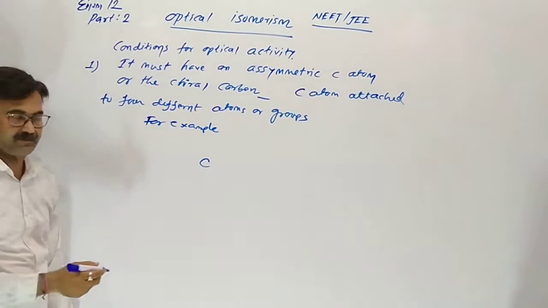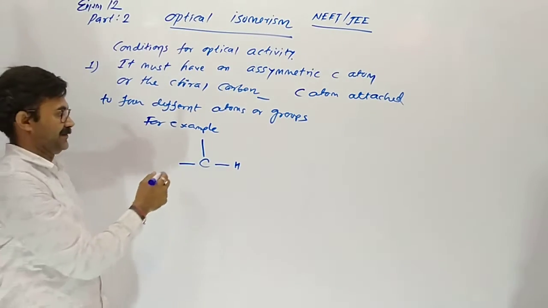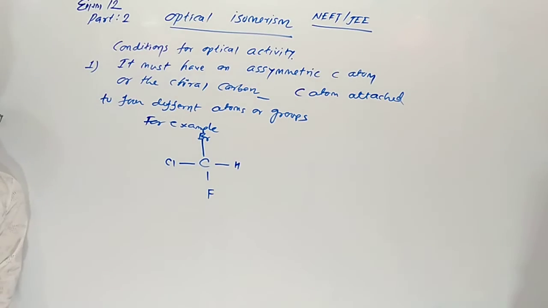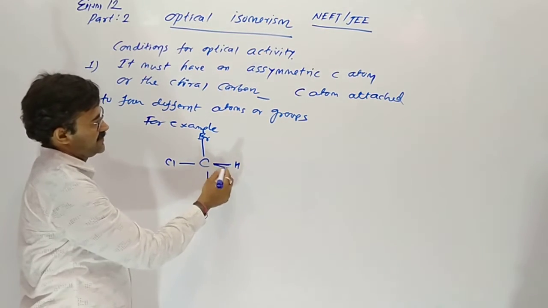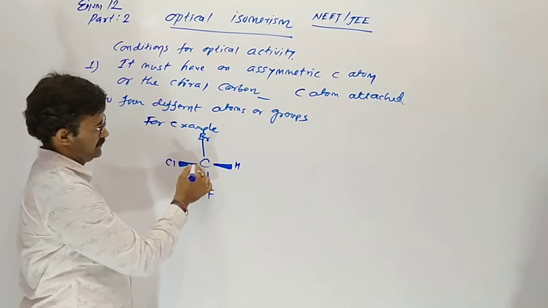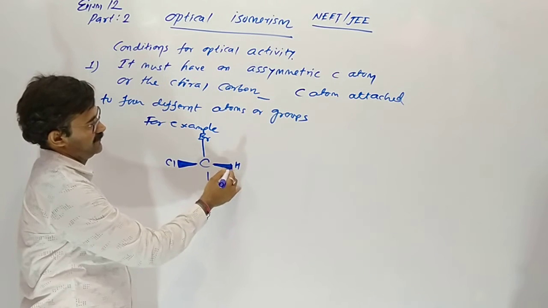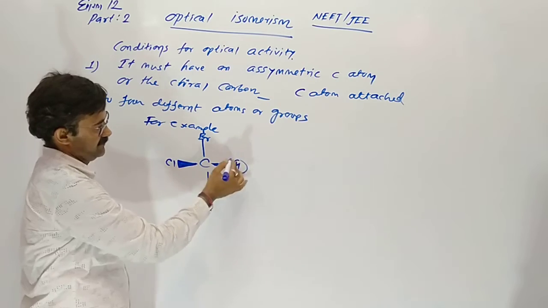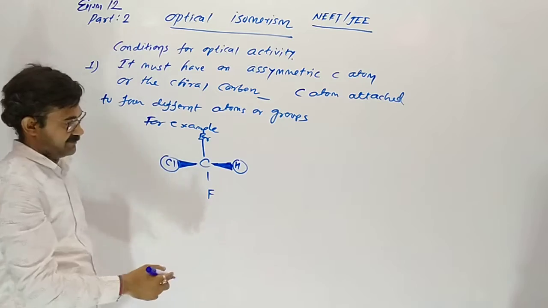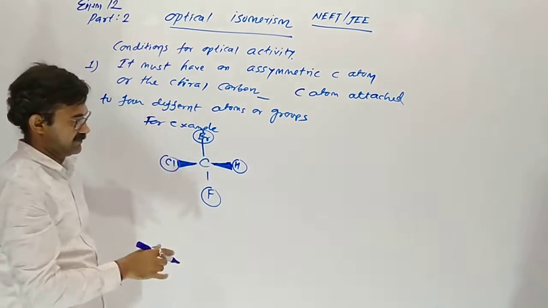in the carbon, all the four atoms are different: hydrogen, chlorine, fluorine, and suppose bromine. This is a Fischer diagram. Groups in a horizontal line and groups on a vertical line. This is the method to represent a chiral carbon.